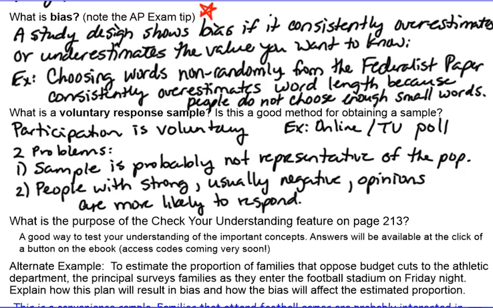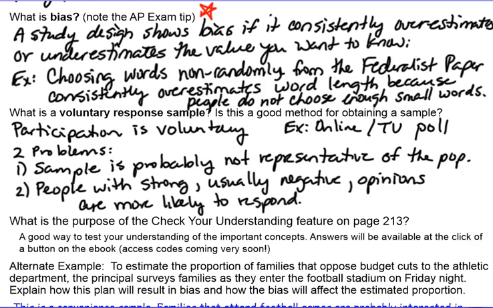Now, to test yourself, I would like you to write out the answer to this. To estimate the proportion of families that oppose budget cuts to the athletic department, the principal surveys families as they enter the football stadium on Friday night. And this would be the proportion of families in that particular high school. Explain how this plan will result in bias and how the bias will affect the estimated proportion. Okay, so how does this plan cause bias?